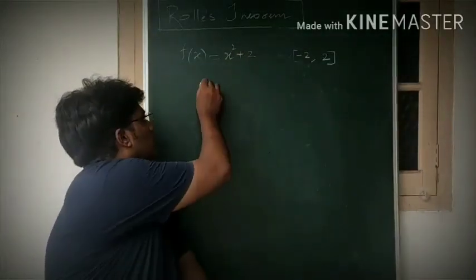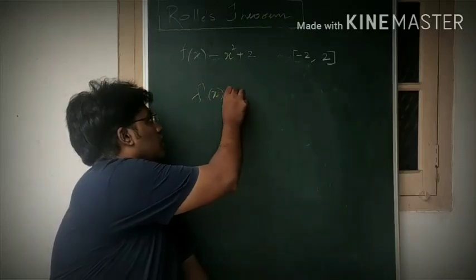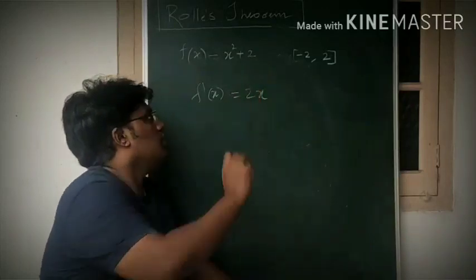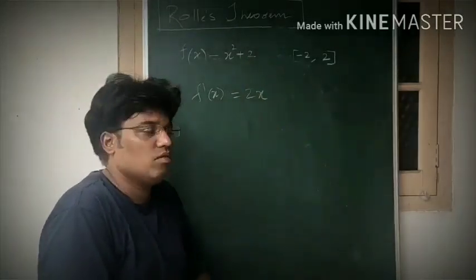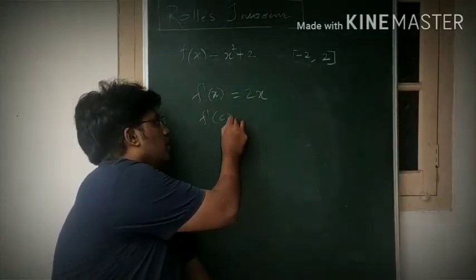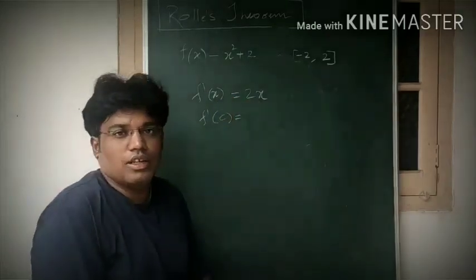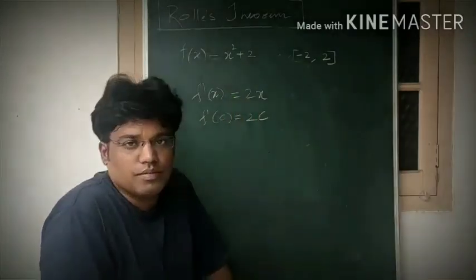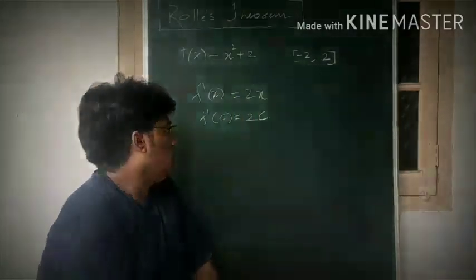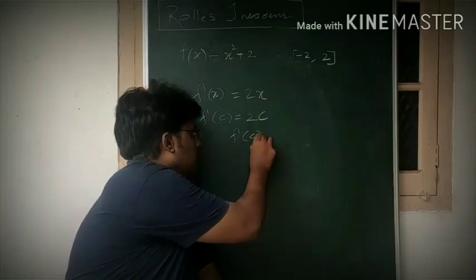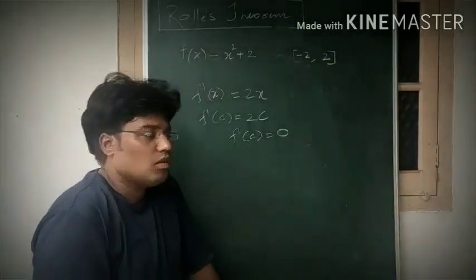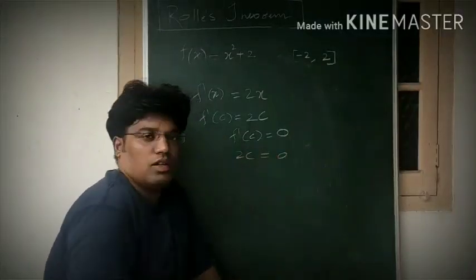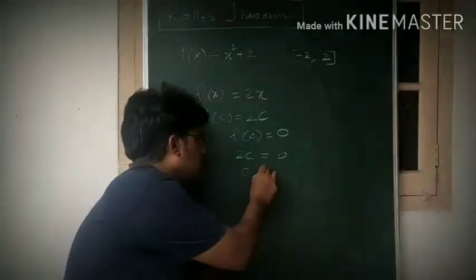What is f dash of x? Derivative of x square is 2x. Derivative of a constant is 0. So in terms of x, f dash of x is 2x. In terms of c, f dash of c will be equal to what? 2c. Clear? So now let's take f dash of c equals 0. So what is f dash of c? 2c. 2c is equal to what? 0. Implies c is equal to what?